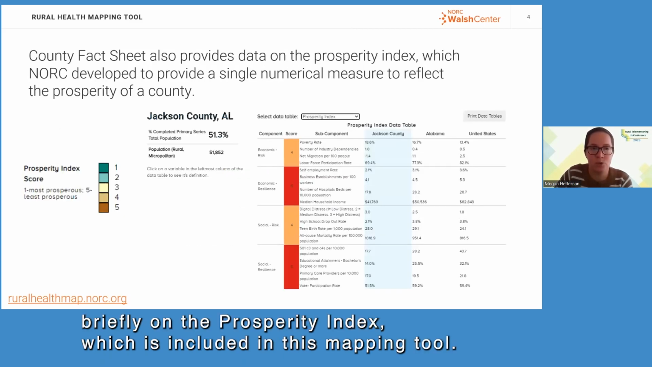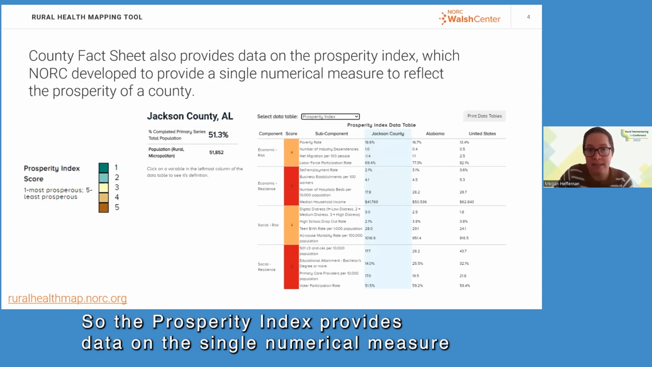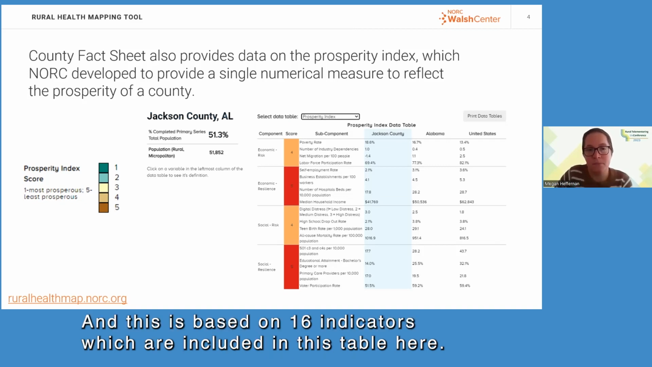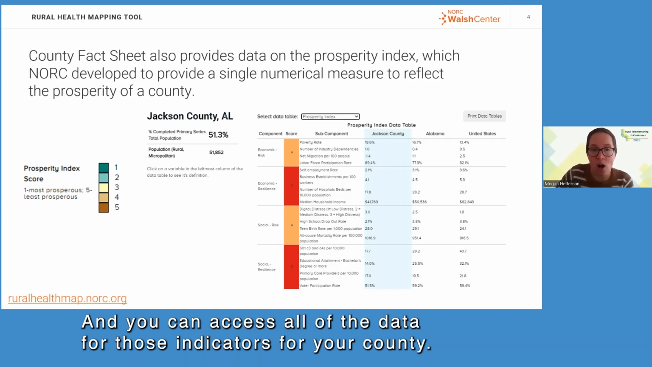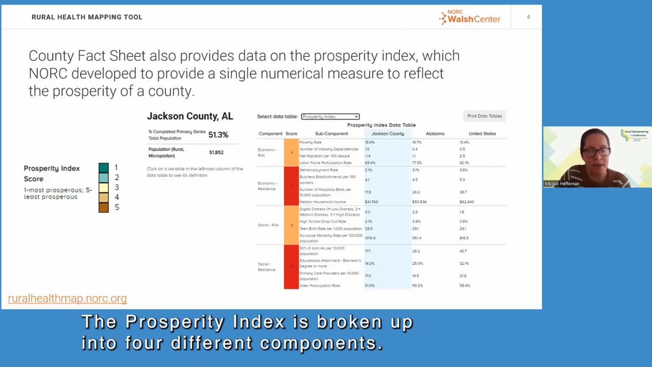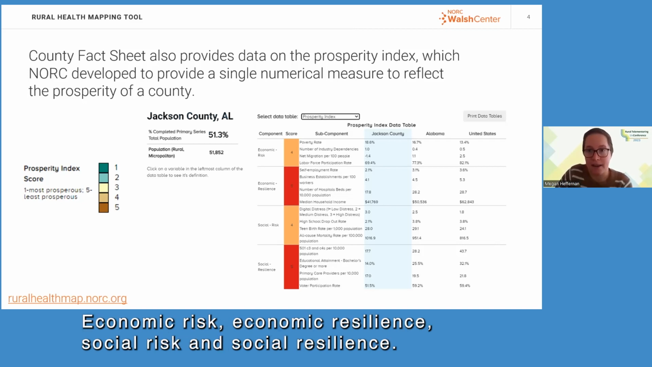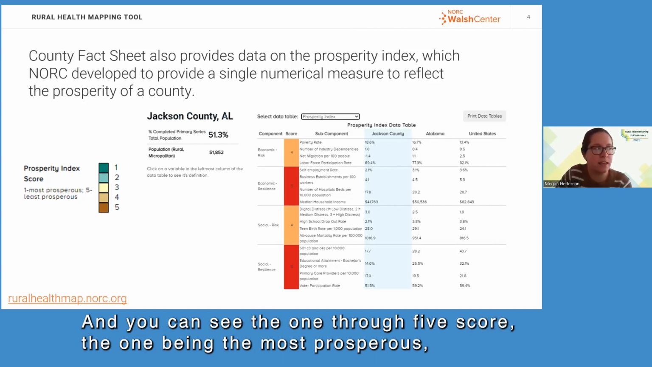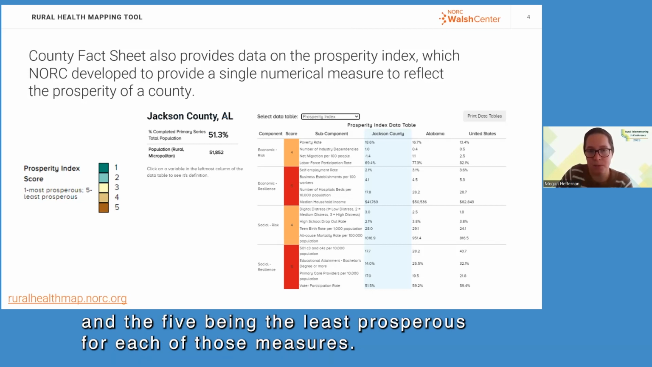And lastly, I wanted to touch briefly on the Prosperity Index, which is included in this mapping tool. So the Prosperity Index provides data on the single numerical measure that reflects the prosperity of the county. And this is based on 16 indicators, which are included in this table here. And you can access all of the data for those indicators for your county. So you'll see here the example of Jackson County, Alabama. The Prosperity Index is broken up into 4 different components: economic risk, economic resilience, social risk, and social resilience. And you can see the 1 through 5 score, the 1 being the most prosperous and the 5 being the least prosperous for each of those measures.